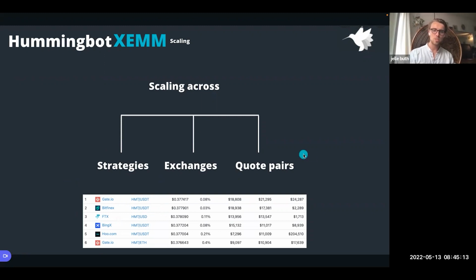And then also, and this builds a little bit on top of the improvement proposal that I'm going to propose, you could also technically scale across quote pairs, because in theory you should be able to market make on HMT USDT, but hedge on HMT ETH, if you take into account the conversion of ETH USDT, and I'll talk about this a little bit later. So there are 3 ways to scale up with cross exchange market making: adding more strategies, multiple exchanges, and maybe across quote pairs as well.